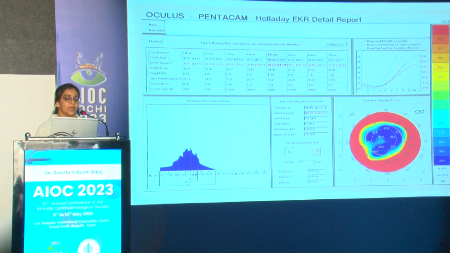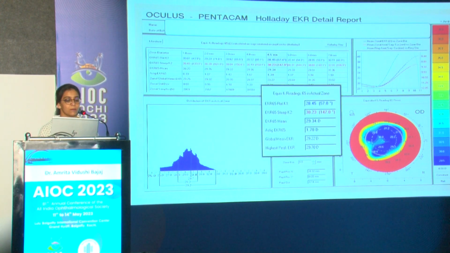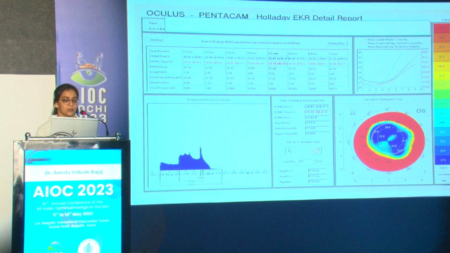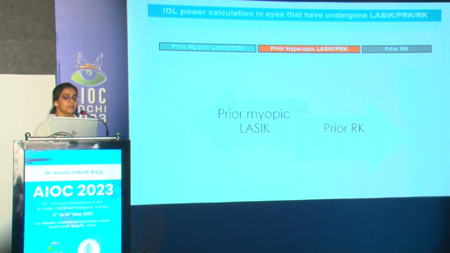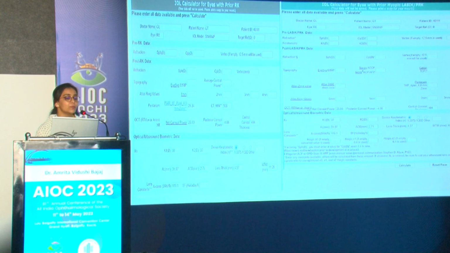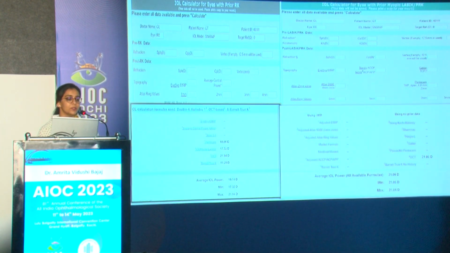And as a routine, for a post-refractive surgery eye, we look at the Holladay EKR detailed report, which gives us a fair idea about the EKR flat and K1 and K2s with an EKR 65 mean. So we went ahead with 29.34 in the right eye and around 27.62 in the left. Now, again, the question still remains the same: which IOL power calculation from the web-based ASCRS, which is the maximally used these days, should be used, whether it should be the prior myopic LASIK or the prior RK formulas. We thought we'll use both of them, but our challenge was not just limited to this point.